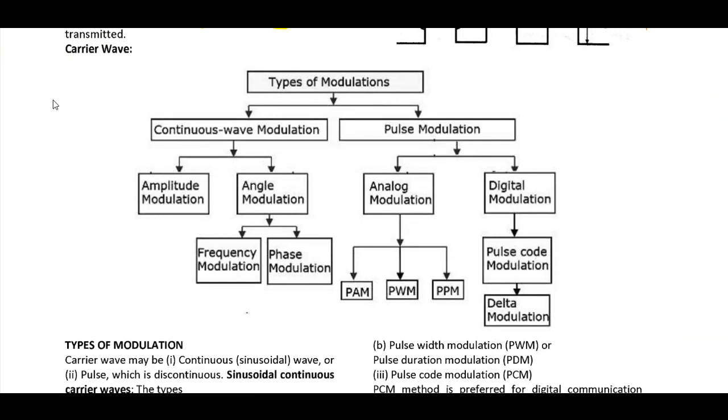One is continuous wave modulation and the other is pulse modulation. Pulse modulation, note it down. This is digital modulation. And this particular modulation is analog.